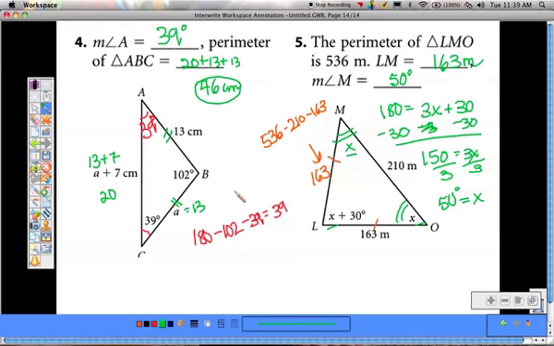So here are a couple examples using the properties of isosceles triangles plus other properties that we've learned previously. So the assignment is right here.